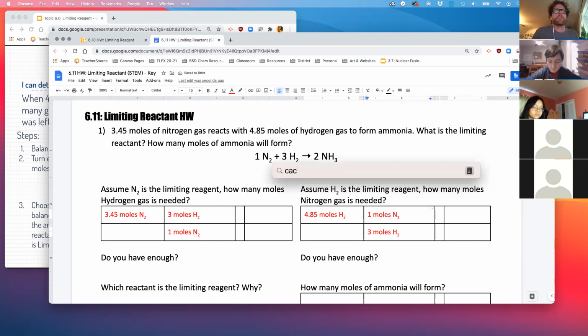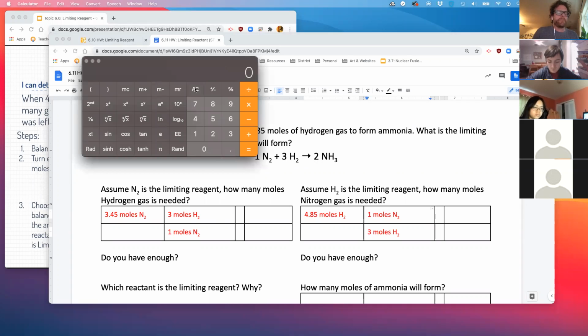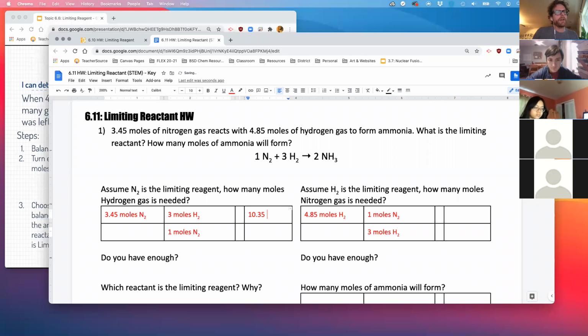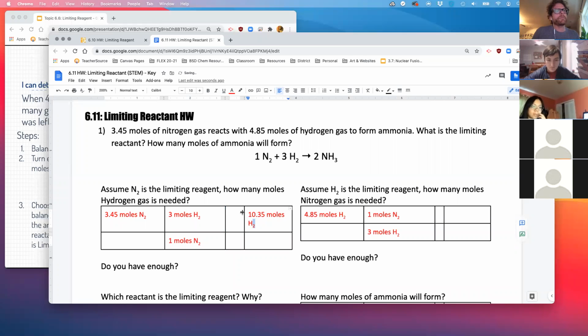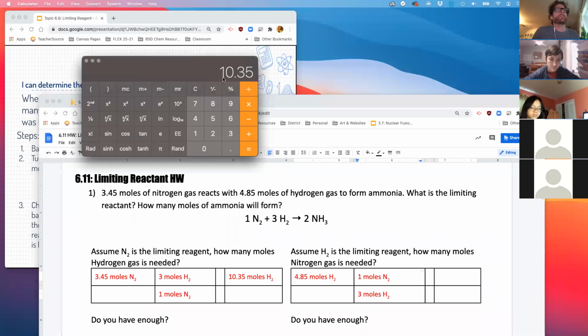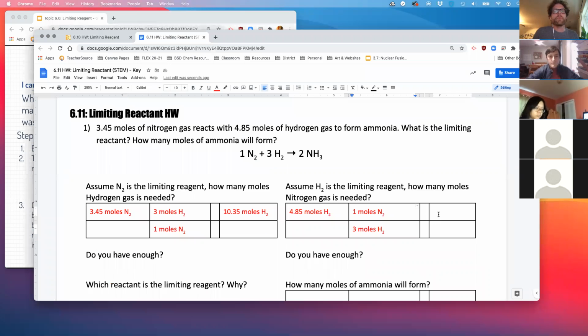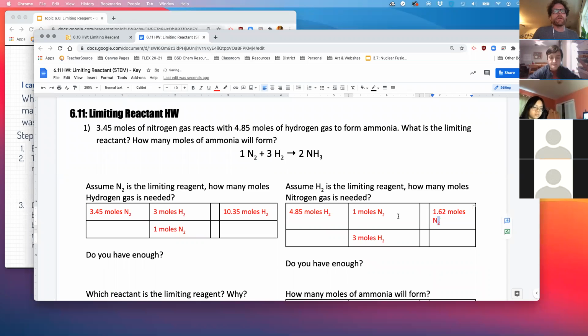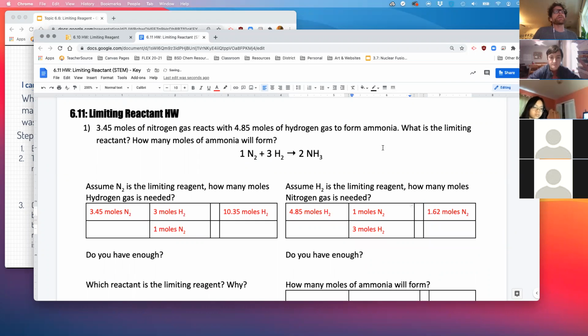So now we just do some calculations. I have 3.45 times 3 equals 10.35. 10.35 moles H2. Cool. And then over here, I have 4.85 divided by 3 equals 1.62. 1.62 moles of N2. Because in this problem I'm starting with moles, I'm just going to analyze it. Moles of N2. If all the N2 reacted, how many moles of hydrogen gas would I need? I need 10.35. Do I have 10.35? No, I'm only given 4.85. No, I don't have enough H2.